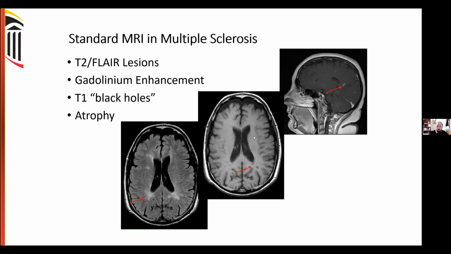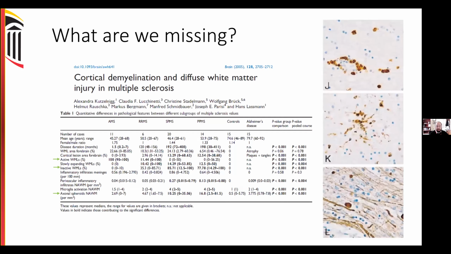Take a look at the T1 weighted sequences to see if there's any areas of hypointensity indicating that perhaps there's a bit more myelin loss and some cell loss in those areas. And then looking overall at the global appearance of atrophy. So we actually can learn a lot from looking at standard clinical MRI. That being said, there are a lot of things that we think that we're probably missing.